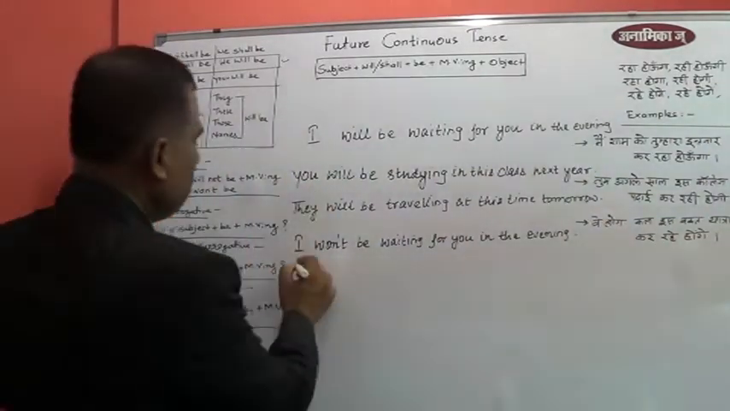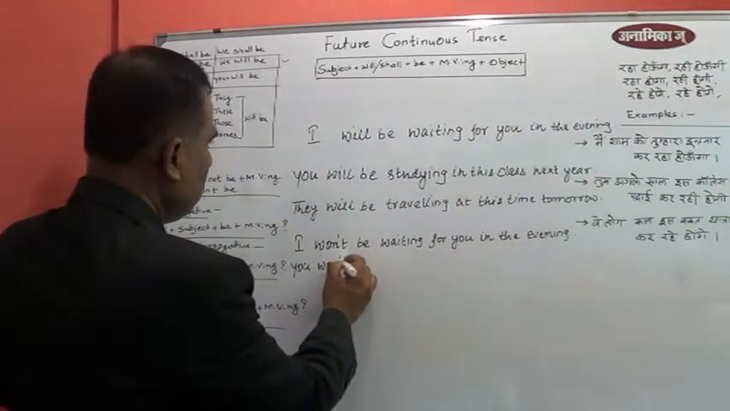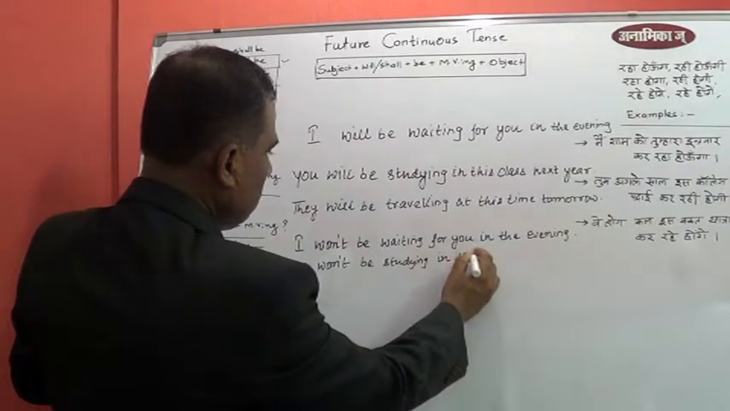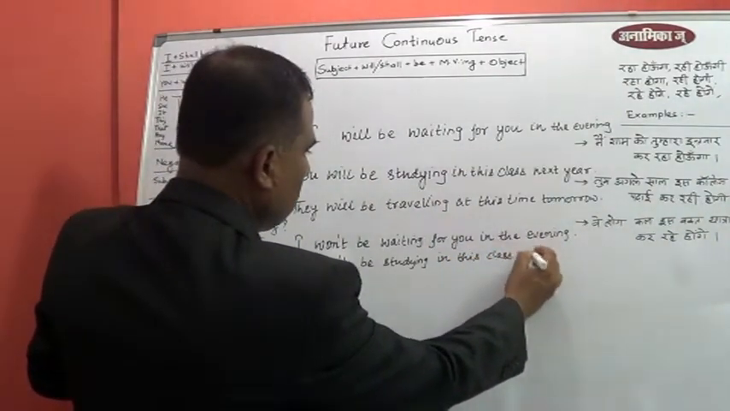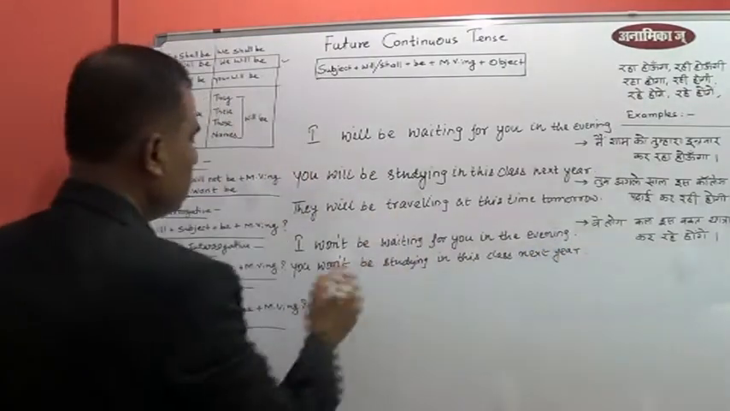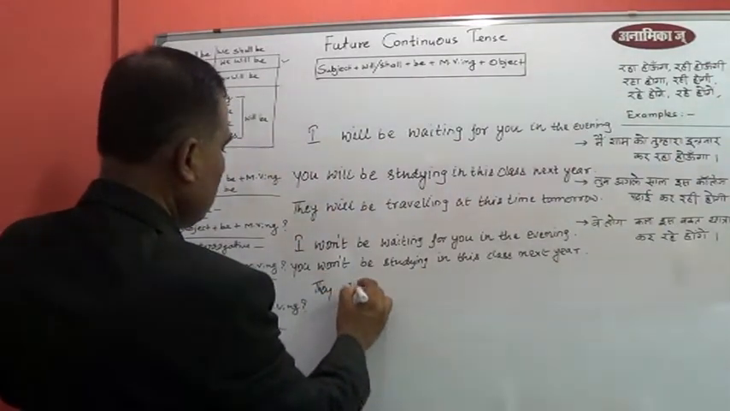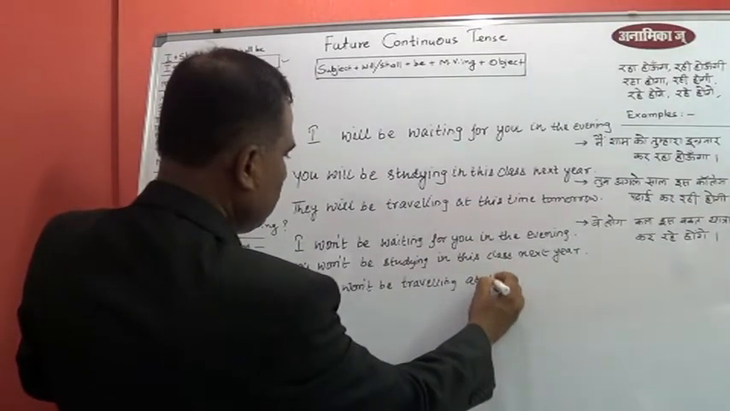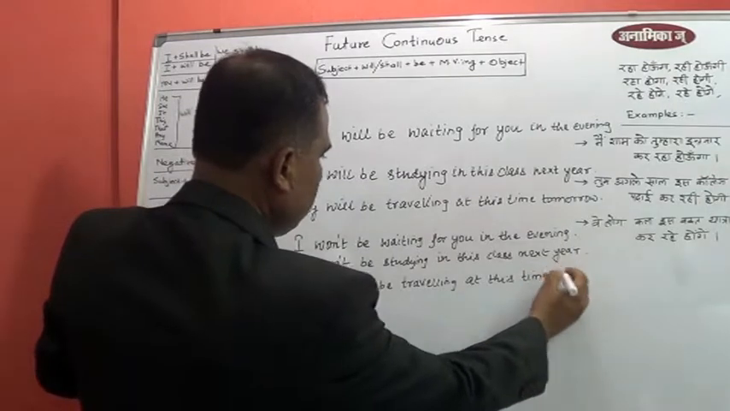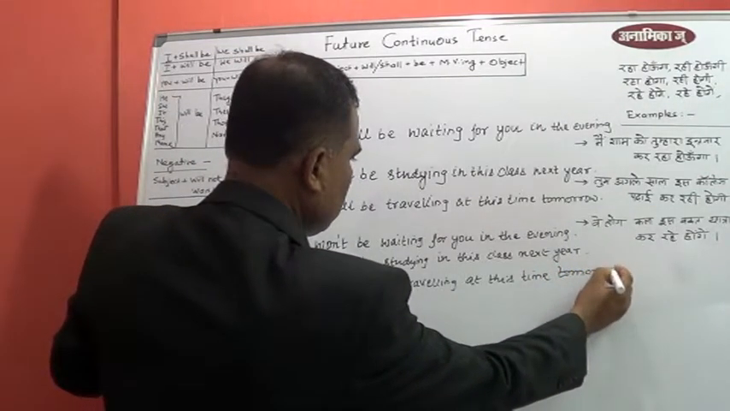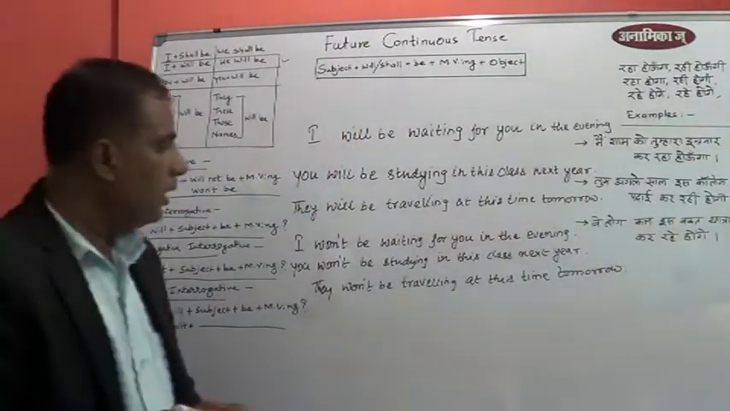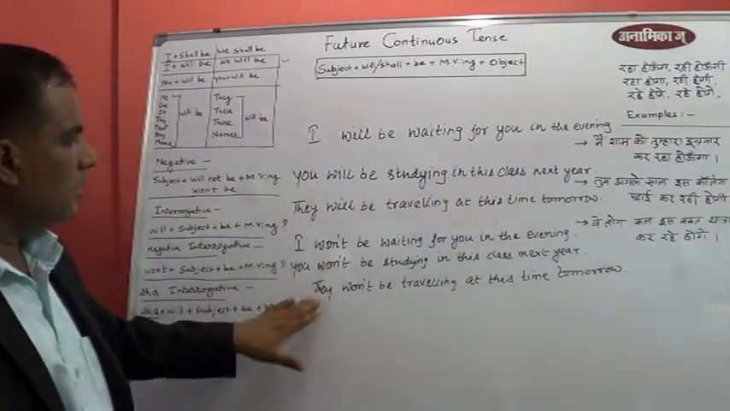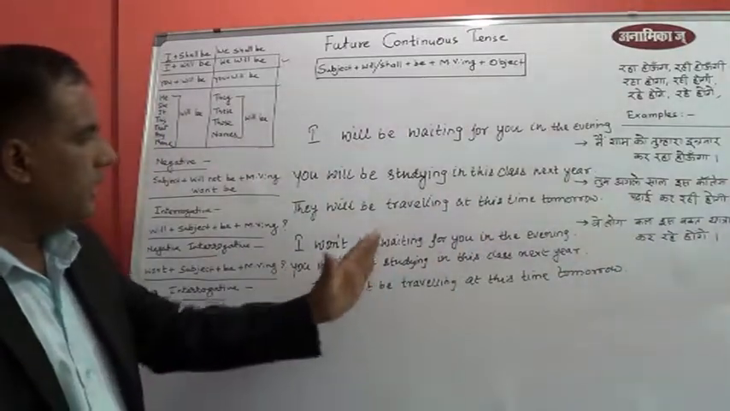Similarly, we can convert this. You won't be studying in this class next year. Let's take the third one. They won't be traveling at this time tomorrow. So we have seen that instead of putting will be, if we use won't be, the sentence becomes negative. Rest of the structure remains the same.